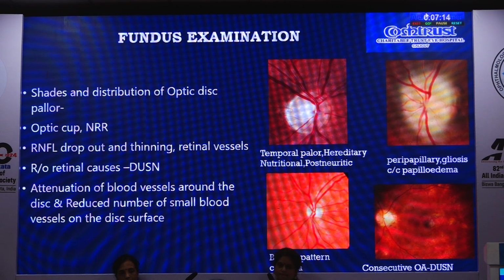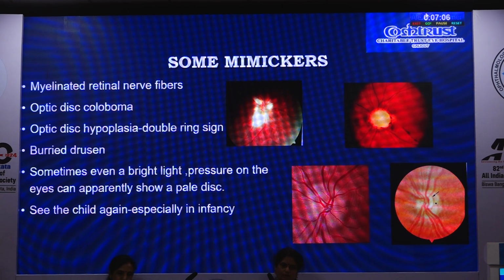You have to look for any retinal nerve fiber dropout and thinning, and attenuation of blood vessels around the disc has to be noted. Some of the mimickers are myelinated nerve fibers, as you see here, optic disc coloboma, optic disc hypoplasia with a double ring appearing like a pale disc. Buried drusen is not uncommon.